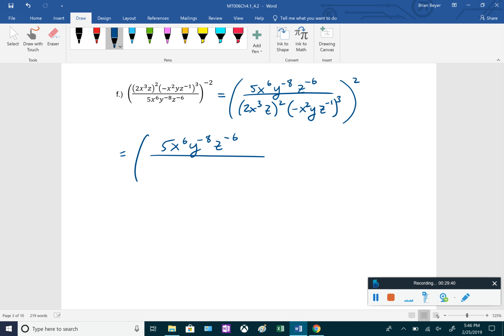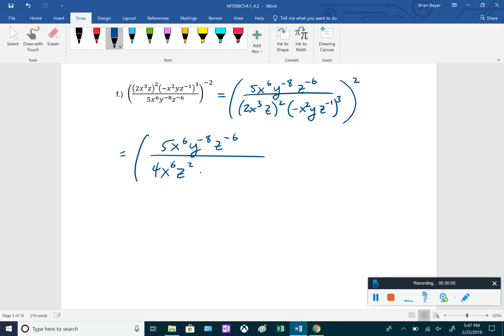what I'm going to do is take care of those chunks, the parentheses. So for that first parenthesis chunk, we have 2x cubed z squared. So I'm going to square every single one of those without writing it out. So 2 squared is 4. X cubed squared, power to a power, we multiply and get x to the 6th. And then we just have z squared.